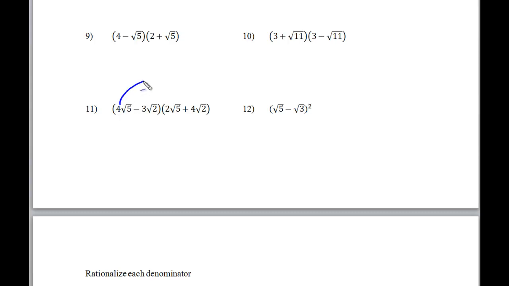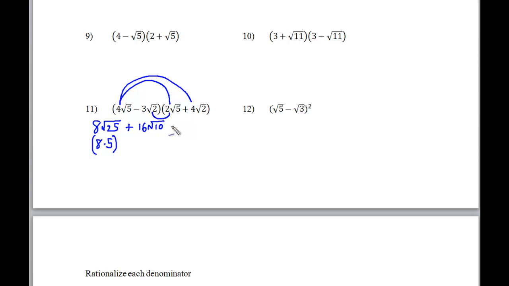Okay, now be careful when we do all these FOILs. 4 times 2 is 8, and square root of 5 times square root of 5 is square root of 25, which is 5, so 8 times 5. Now that's the first term. Then we're going to go 4 times 4, which is going to be positive 16, and the square root of 5 times square root of 2 is square root of 10. This cannot be simplified. Then we're going to do this inside FOIL here.